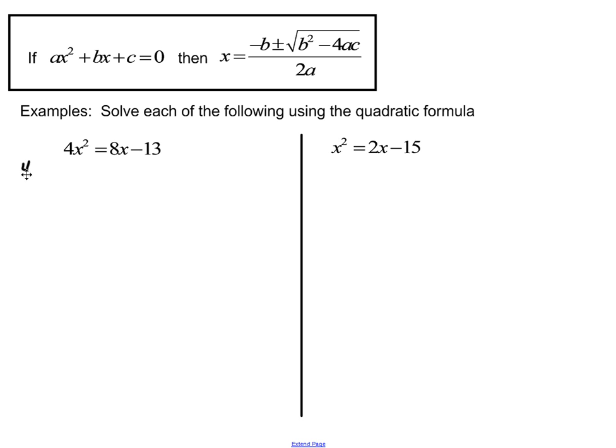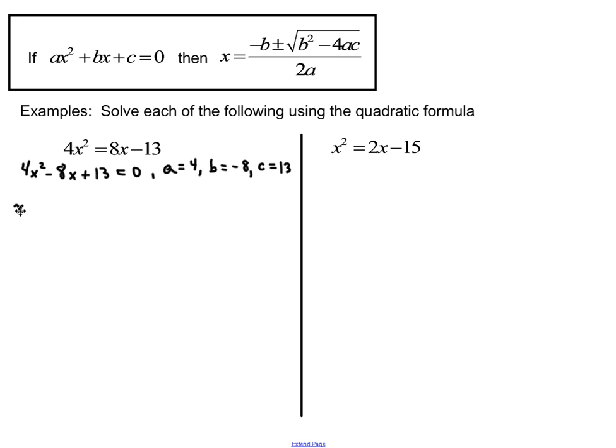So I'm going to get 4x squared minus 8x plus 13 equals 0 as my initial equation, in which I would identify a is equal to 4, b is equal to negative 8, and c is equal to positive 13. All right, so these are the substitutions that we make into our formula to solve for x.